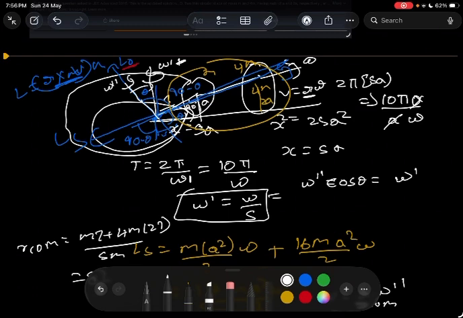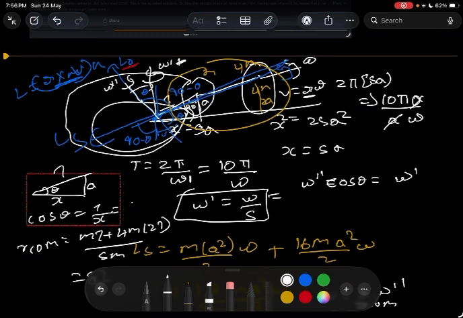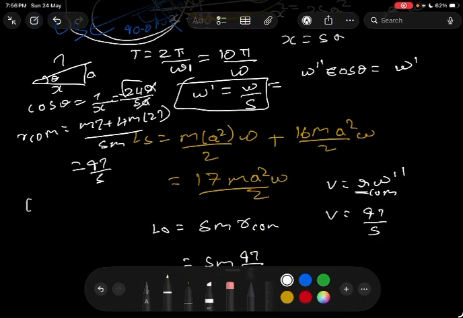We can find that from the triangle. This is x, this is a, this is L. So cos theta is the adjacent by the hypotenuse, where x is the hypotenuse and L is the adjacent, so L by x, basically root 24 a by 5 a. So cos theta equal to root 24 by 5 and sin theta equal to 1 by 5. I hope you all understood this.